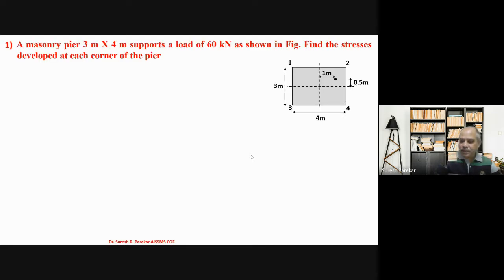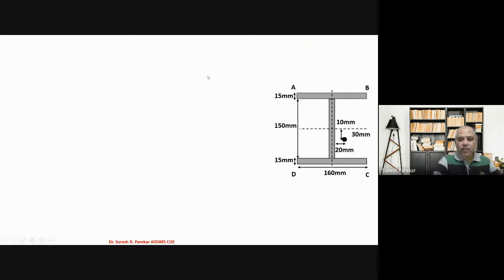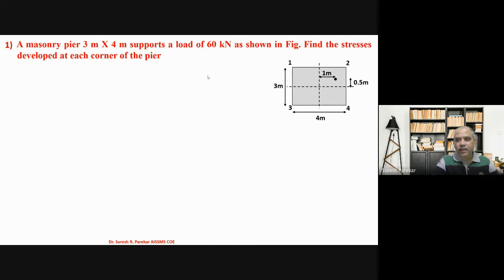We have the first problem: an imaginary pier 3 meter by 4 meter supports a load of 60 kilonewton, as shown in the figure. Find the stresses developed at each corner. So we have four corners, one, two, three, four, and we are interested to determine the stresses at these corners, and this is our P acting at this point, which is 60 kilonewton.